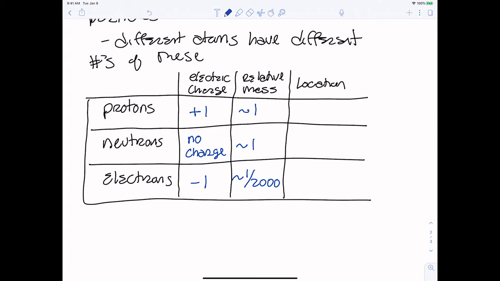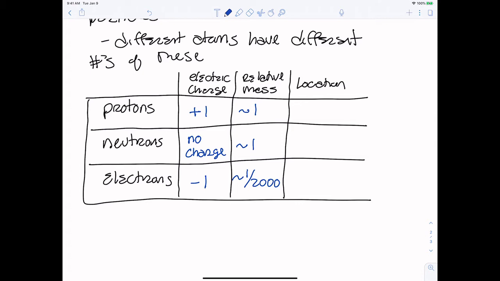So it's really, really light, right, compared to that of a proton and a neutron. So often we'll say that it doesn't have mass. It does. It's just that the mass is negligible, right? It's so light compared to that of a proton and a neutron that it doesn't really factor into the total mass of our atom.